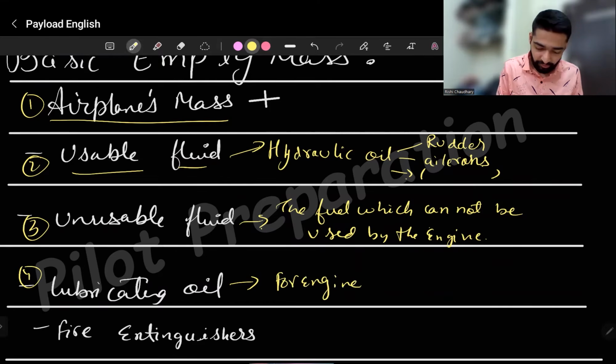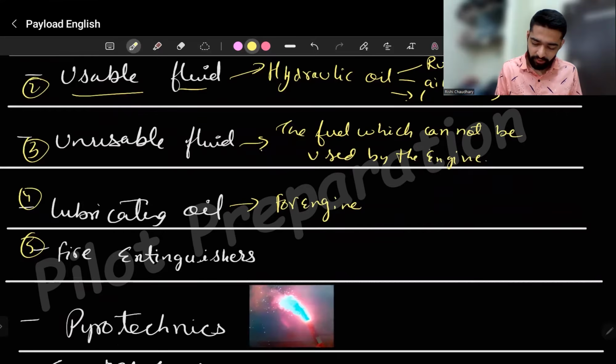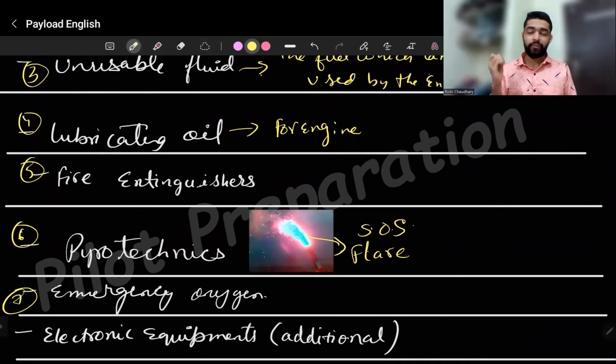And then we have the fire extinguisher, the weight of the fire extinguisher, because that also would be more than a kg. And then we have pyrotechnics. Then we have emergency oxygen. Emergency oxygen is again very, very important. If there is a hole in the aircraft or somewhere, the cabin pressure is not proper, then we can consume oxygen with the help of an oxygen cylinder, like the oxygen mask which will be coming down.